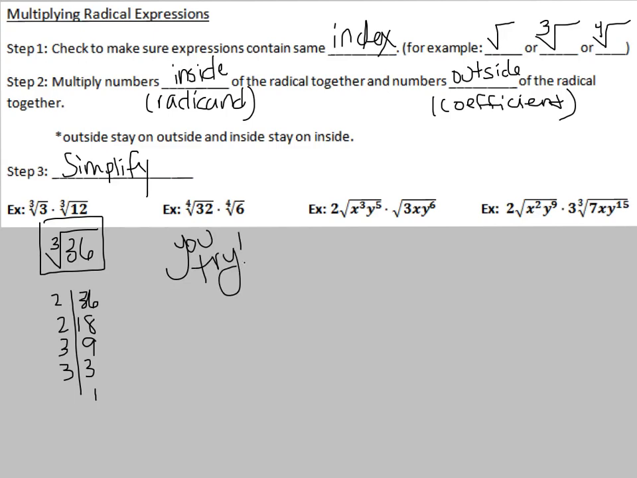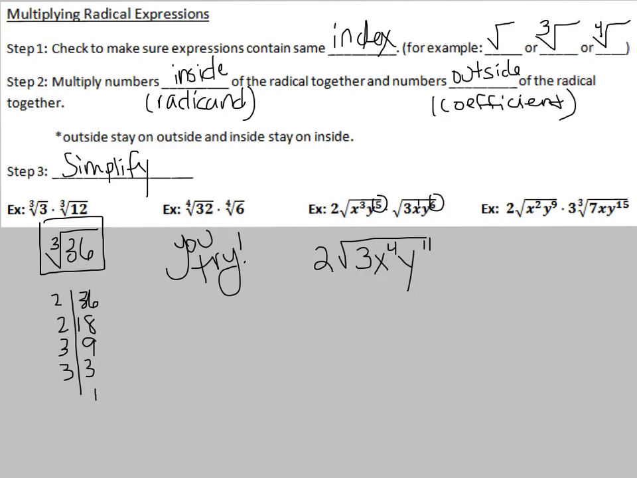Looking at my next example, I'm going to multiply my numbers on the outside, so it's just 2. And when I multiply my numbers on the inside, because I can, because they have the same index, the index here is a 2. Inside, I have a 3. When I multiply my x's, since those are like bases, 3 plus 1 gives me 4. And when I multiply my y's, I'm going to add 5 and 6, and those will give me 11. Now I'm going to look to simplify.